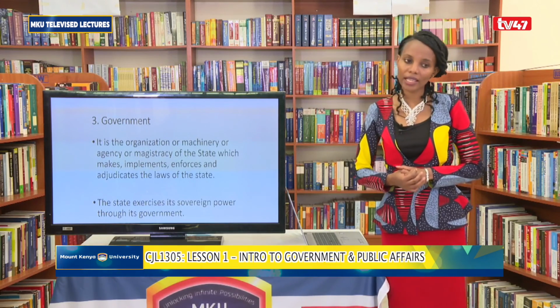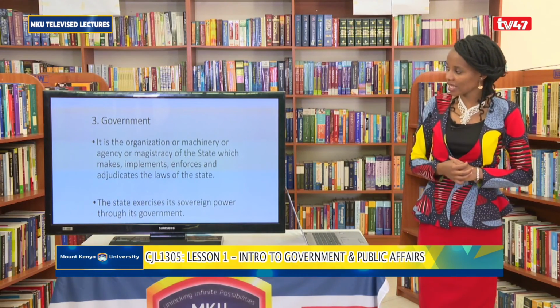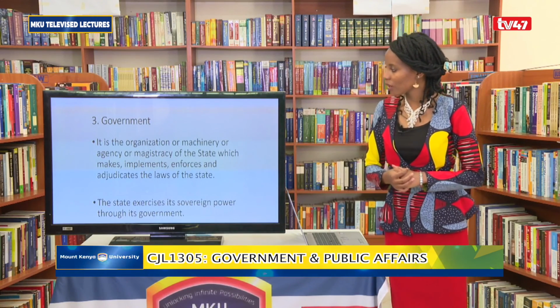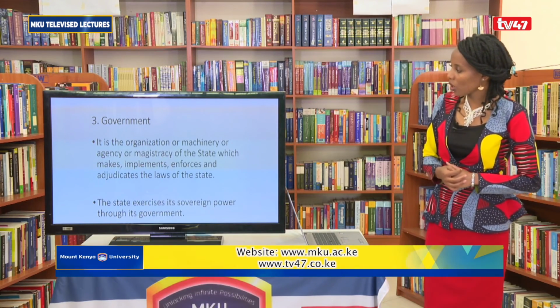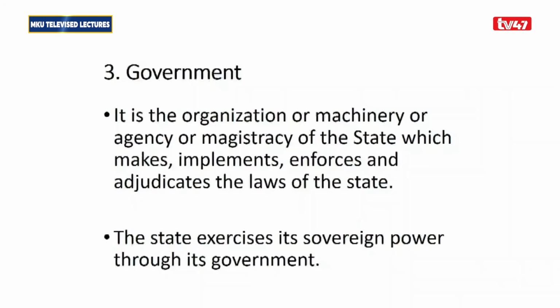Also, to proceed to the other element of our territory, it's the government. And a government is just an organization, a machinery, an agency or magistracy of the state which makes, implements, enforces, and also adjudicates the laws of the state. Therefore, a government is an organization that comes up with and implements laws through different arms of the government, enforces the laws, and also adjudicates the laws of a state.